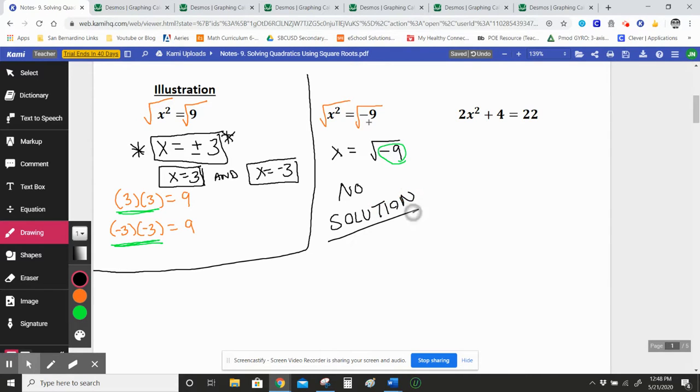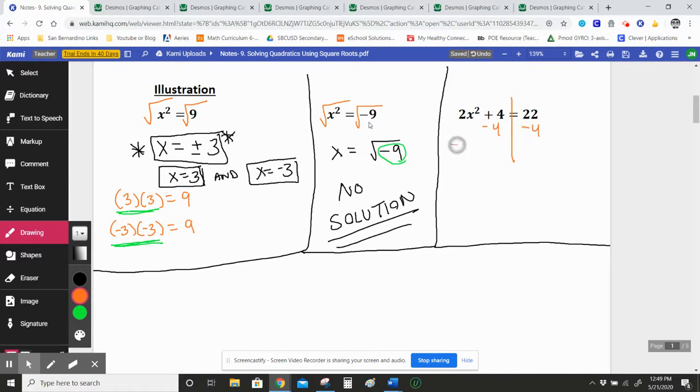So anytime you want to take the square root of a negative number, it's impossible. You cannot, because by definition, when you take the square root, you want to find two of the same number that multiply to the number on the inside. And if that number is a negative, that's impossible. So no solution. The last example or illustration that I have for you is this one here. Same thing. You know how to solve this already from the past.